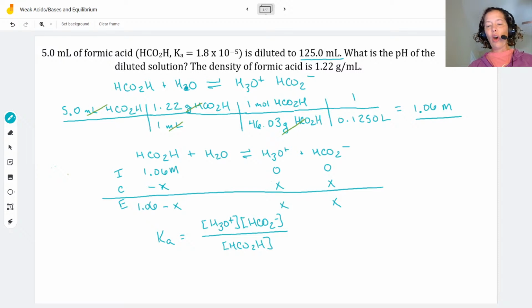Now I'm going to take my equilibrium concentrations and plug them into their appropriate spaces. This is still just a Ka. So hydronium is X. Great. I'll switch to parentheses instead of boxes or brackets. My conjugate base, again, is just X. And then my formic acid, if I go to my equilibrium, is this quantity right here, 1.06 minus X. So I've plugged everything into my Ka.